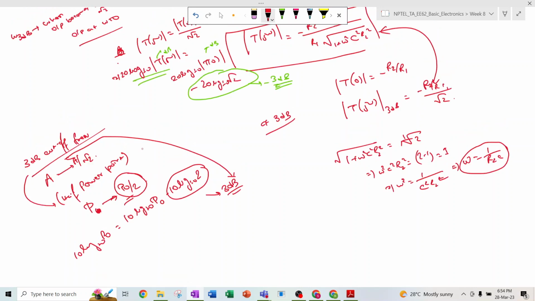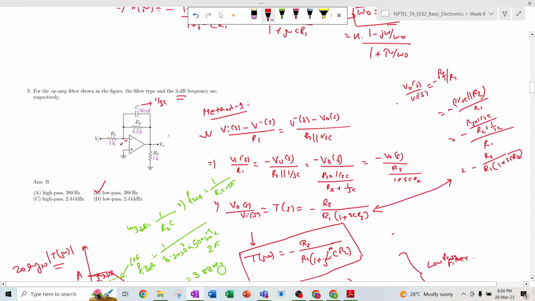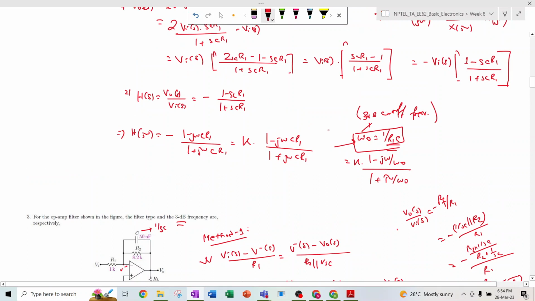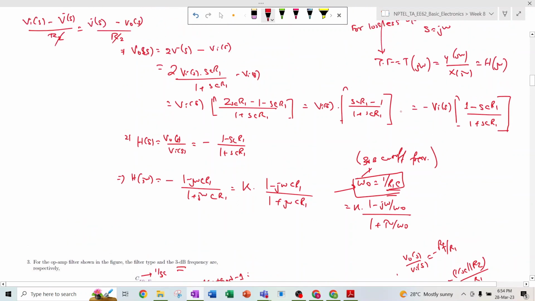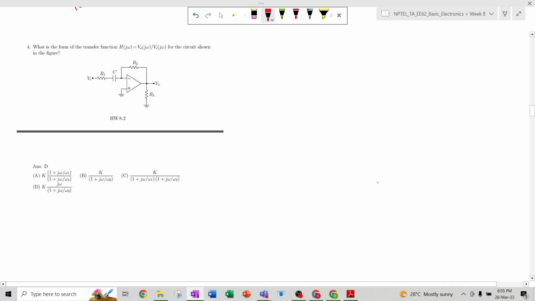Okay, so these are all the things. In the previous problem also, for the 3 dB cutoff frequency, similarly we decided that it should be 1 divided by R1C. Okay. So moving forward to the next problem: what is the form of the transfer function for the circuit shown in the figure?